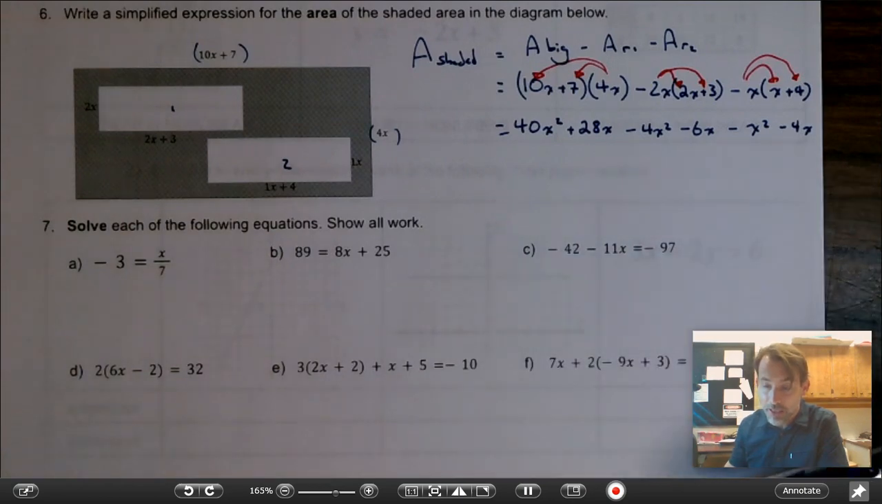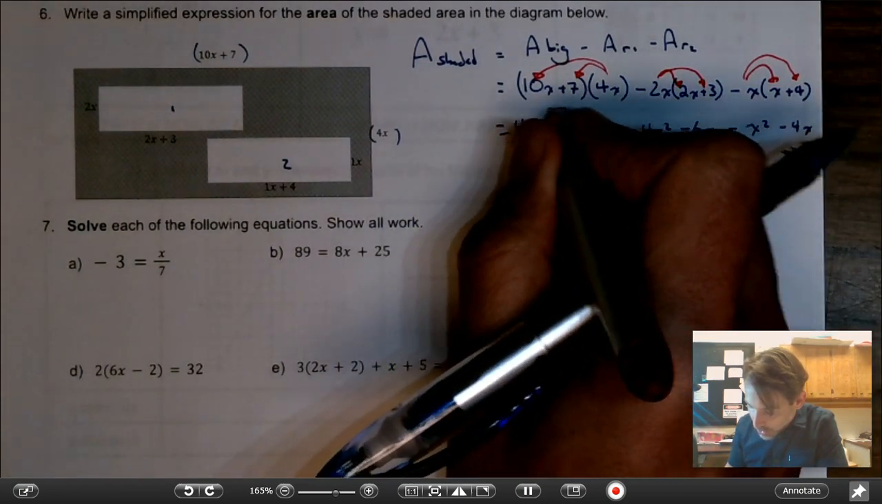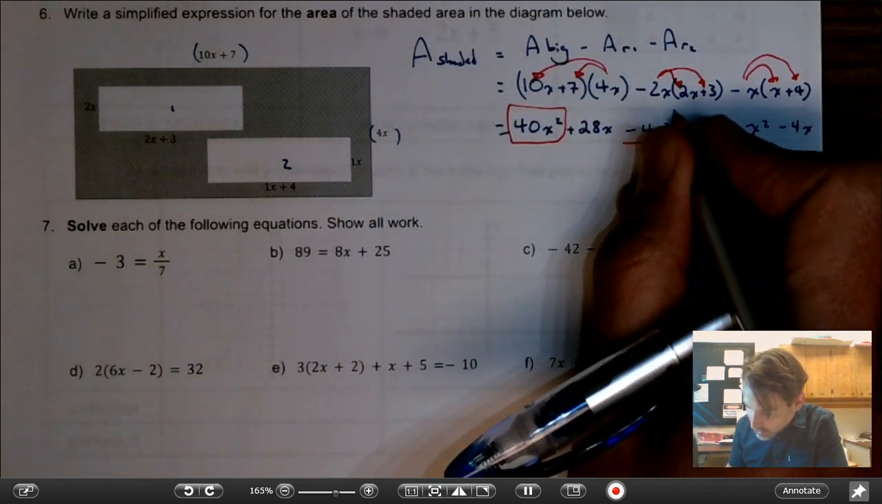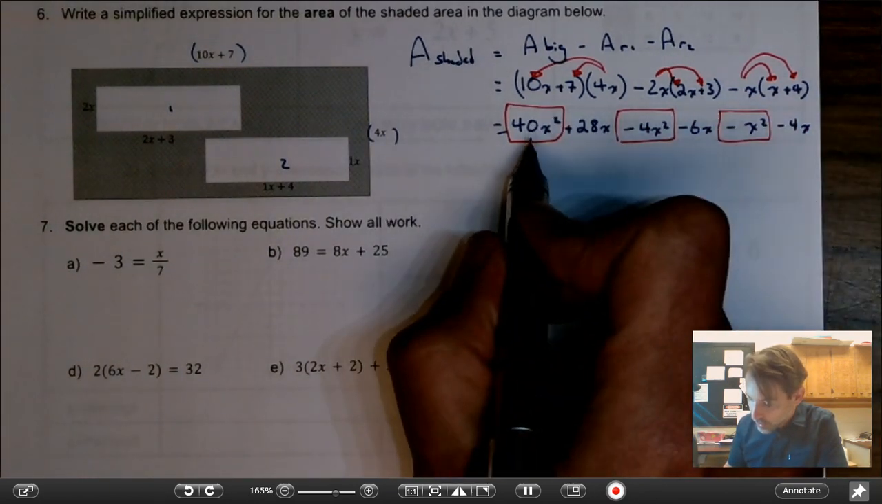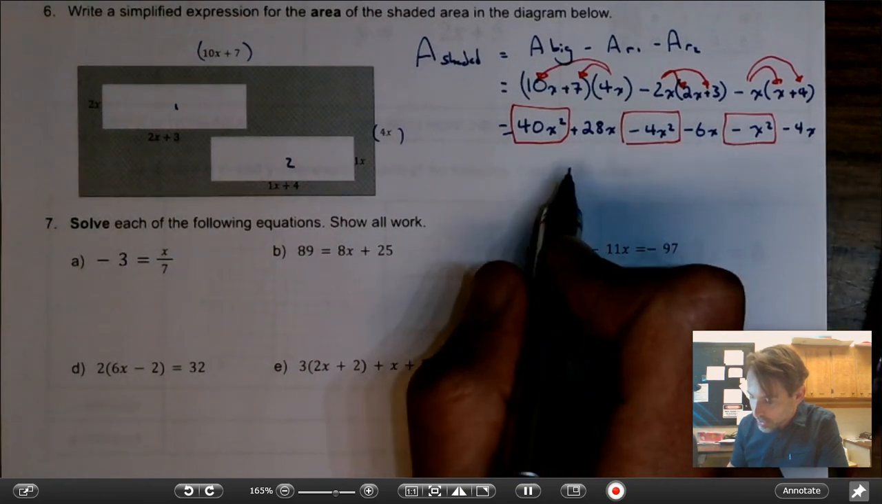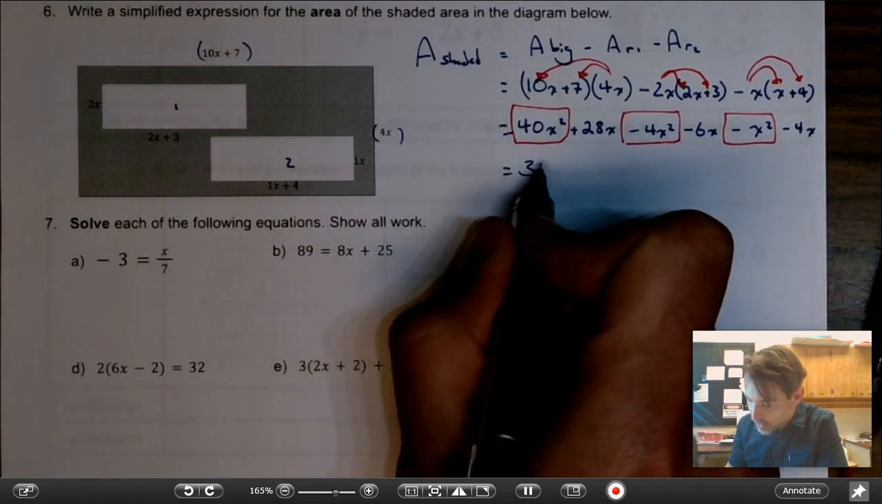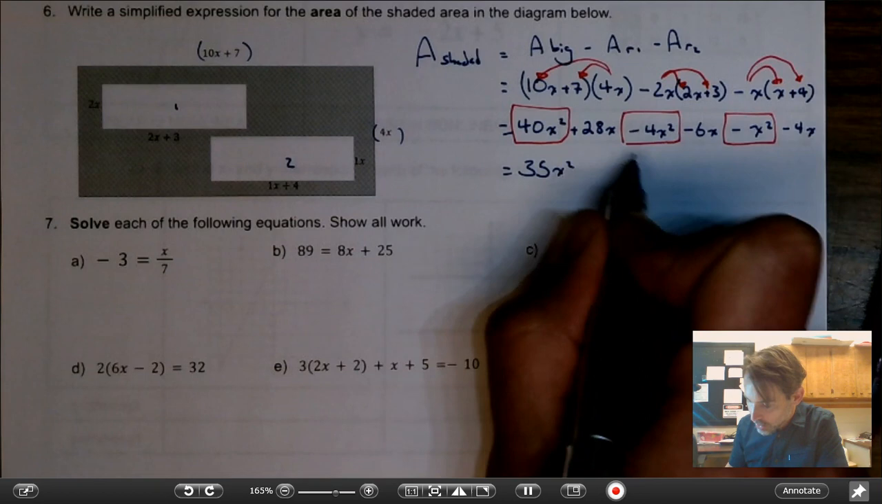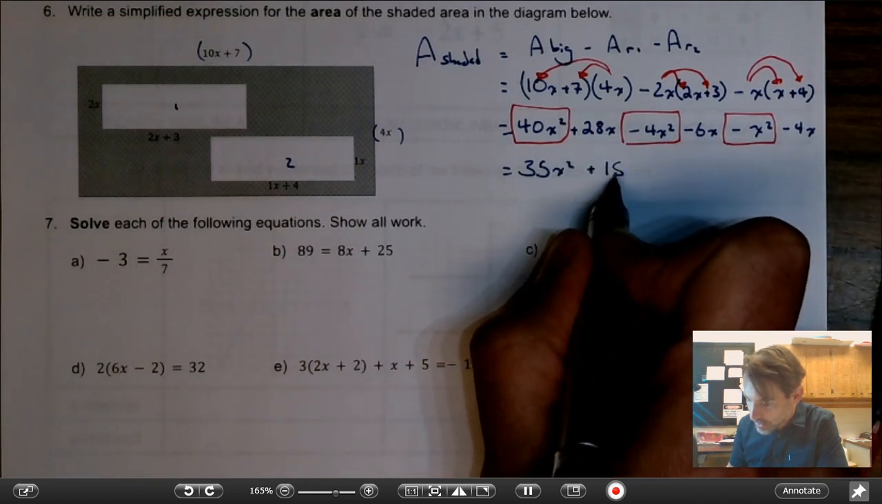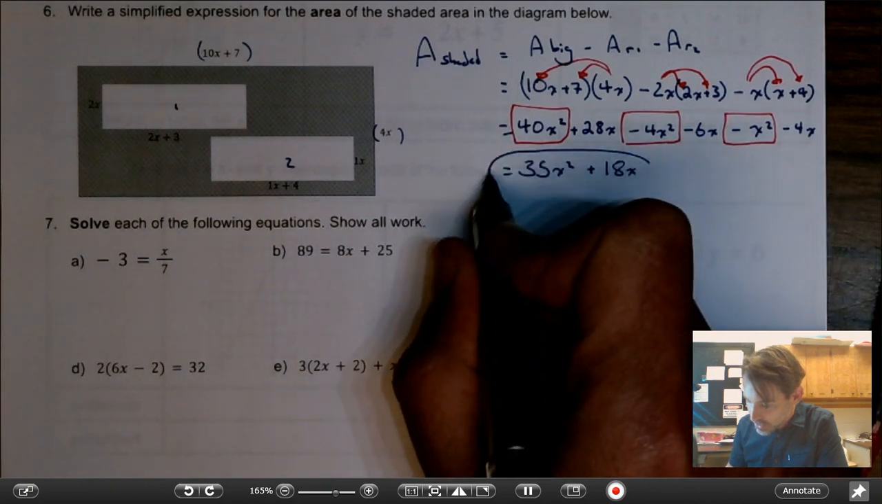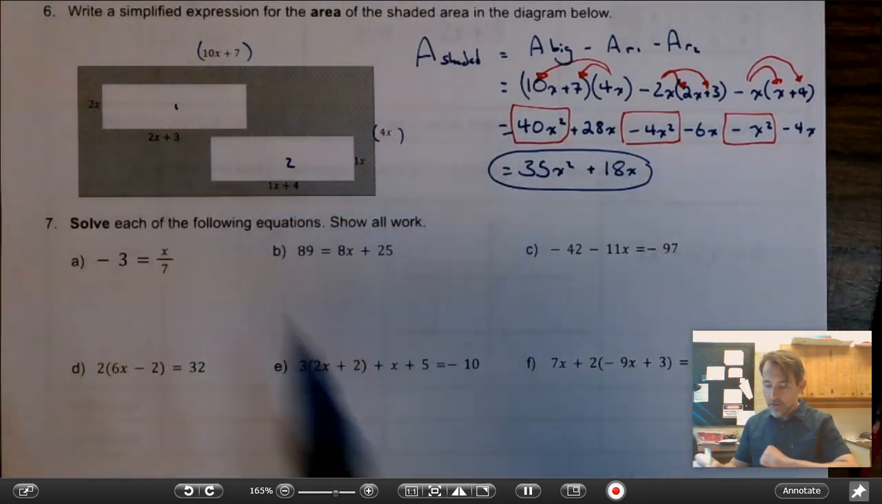All right, now we can collect like terms. So maybe I put a box around my x squareds. There we go. And so we got 4x squared minus 4x minus x. So this is 35x squared. And 28 minus 6 minus 4 is 18x. So this is my simplified expression for the area of that shape.